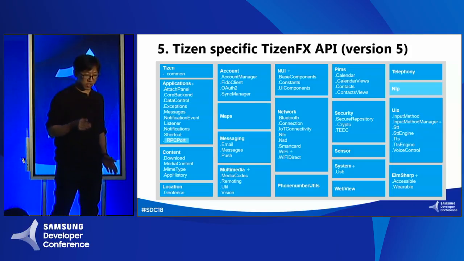We released this Tizen FX API, and we keep the API version the same for all Tizen devices. What I'm saying is, on TV and on watches, it has the same API version. So all the APIs are available. You just need to check whether an API is supported or not. That is a much improvement over the previous native and web API.